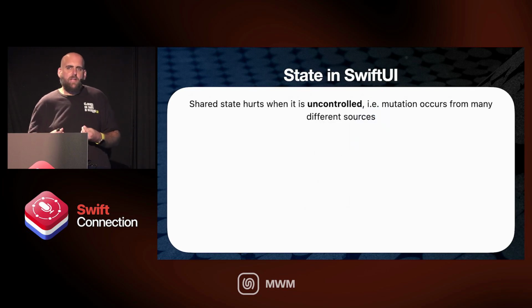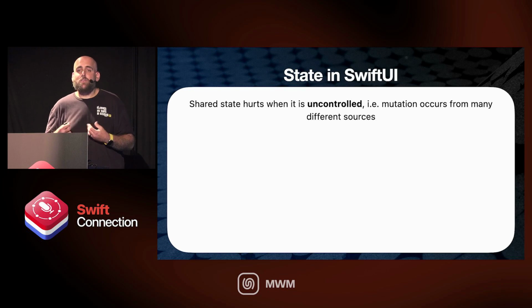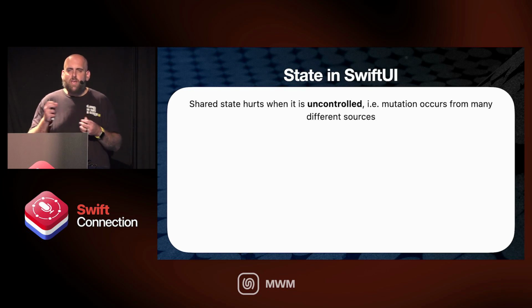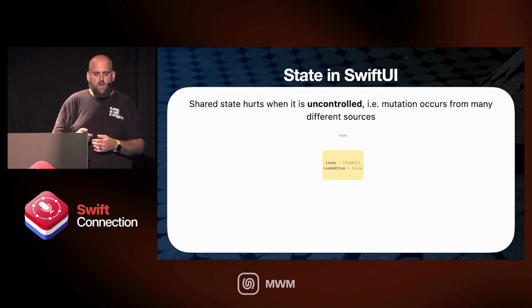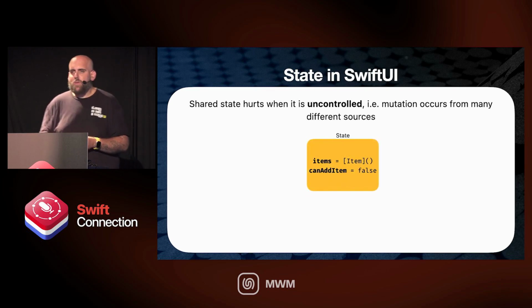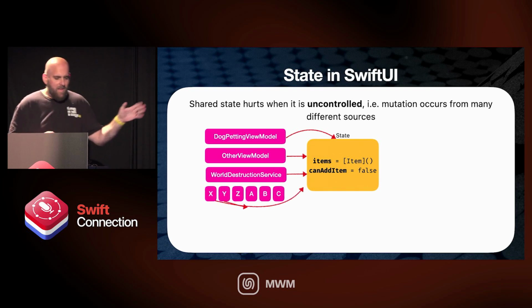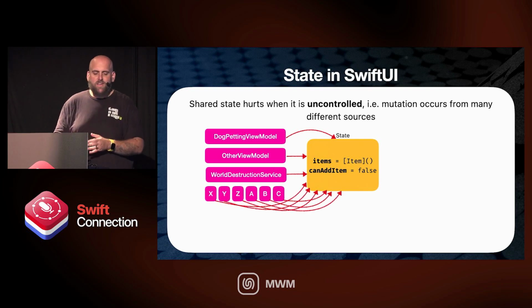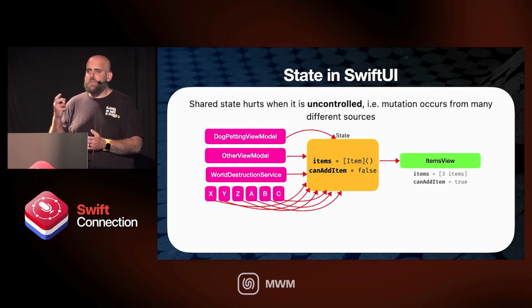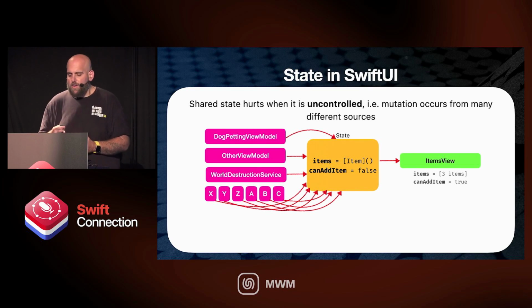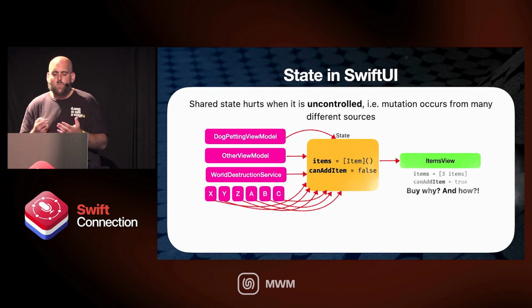It really starts getting painful when that shared state is uncontrolled. That means that mutation might occur to this state, and we don't really know from what source. For example, I might have this state with an array of items, and can the user add item true or false? And there might be some services mutating it, but in reality, it's more like a lot of services mutating it. And some view might consume this state later on, and it will have 3 items, and can add item will be true. But at this point, we might ask ourselves, how did we even get here?